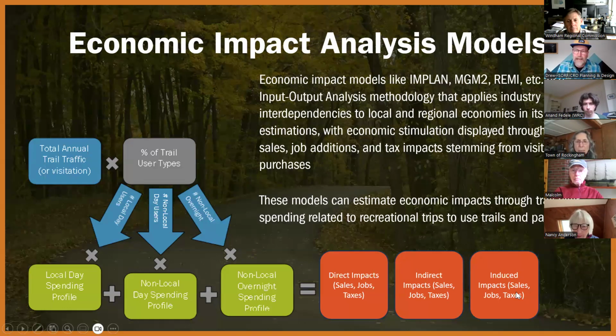And then the induced impacts are the pay that would go to that person who's scooping the ice cream. They are then able to spend money in Vermont. And so that's the induced impact. Really importantly, most of an economic impact model is the direct impact. That's over 80% of the things that we're finding in these big fancy models. And you can do the direct impact with really simple math.